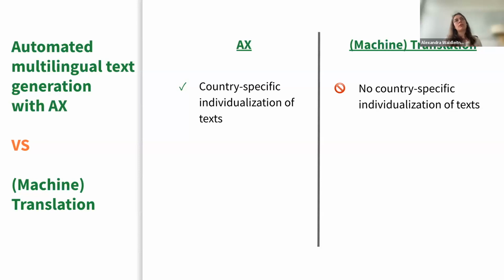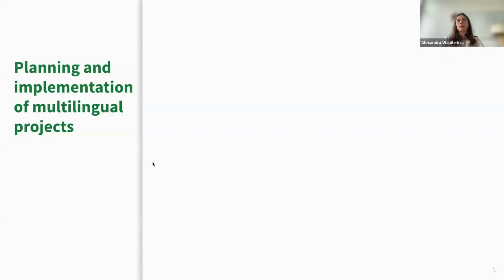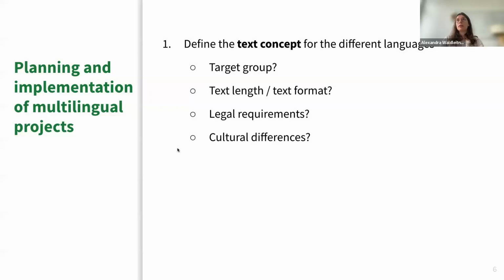But with our tool, you can say, okay, I know for Spanish in Chile, Peru, whatever, you want to make a difference here and you want to write a different story. So that can be done with our tool. Okay, so then what are the main steps in planning and implementing a multilingual project? Before you start, even before you start with your first language to do, you should be aware of which differences you want to make or you are forced to make between the different languages.